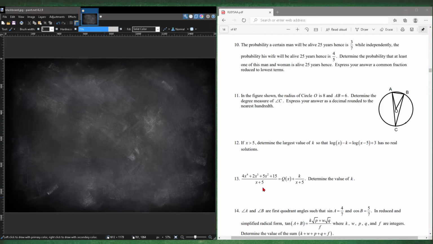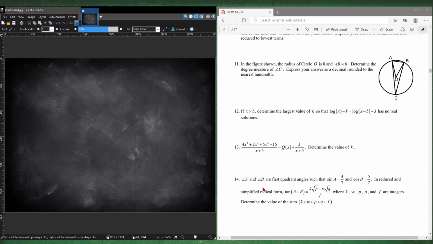Okay, now finally, question 12. If x is greater than 5, determine the largest value of k so that log of x minus k equals log of x minus 5 plus 3 has no real solutions. So I noticed that there's logs and then there's constant terms. What I usually like to do with this is make them all into logs. So 3 is the same thing as 3 times log base 10 of 10, right? Because log base 10 of 10 is 1, so 1 times 3 is 3.